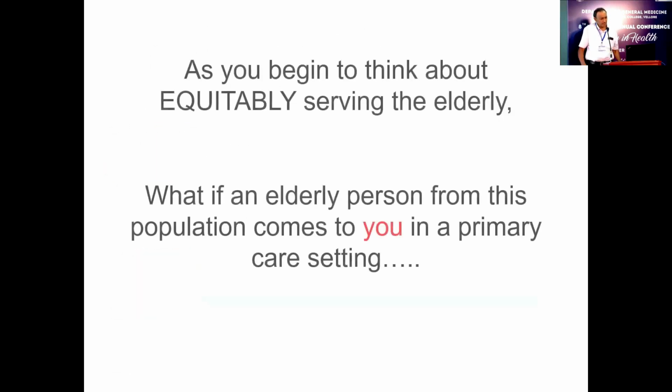So in the setting of primary care, what if an elderly person actually comes, when I say to you, I really meant those younger healthcare providers who are going away with something from this conference to a primary care setting. What are some of the features or characteristics of older people when you deal with them?